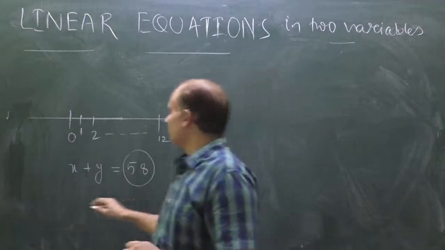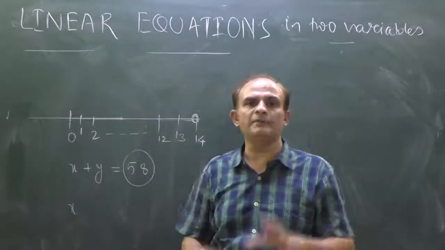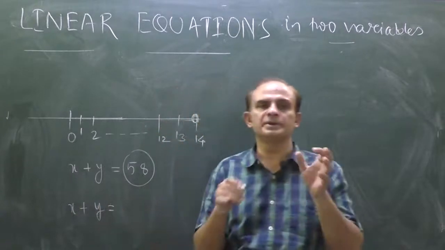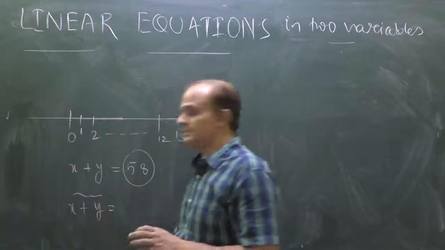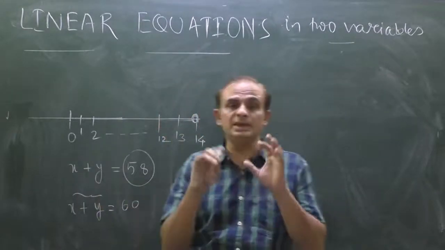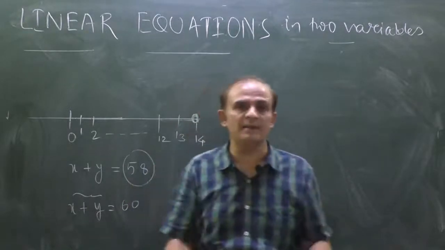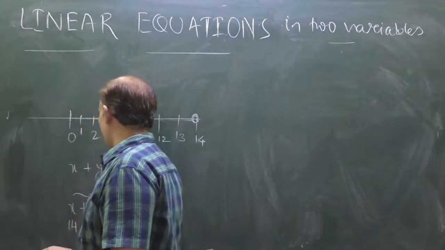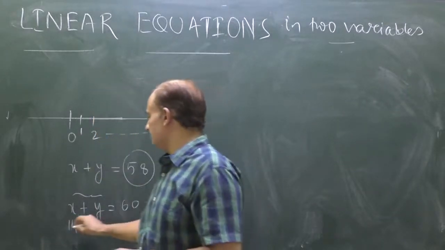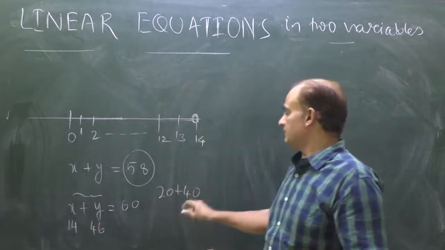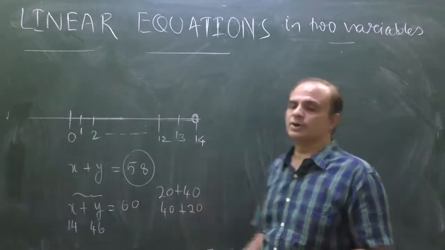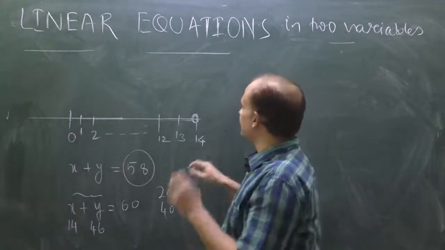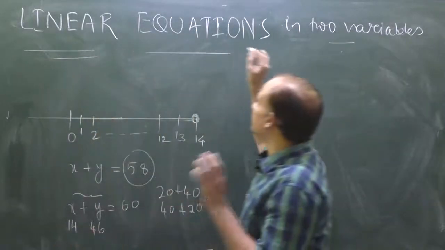Otherwise, suppose your friend of any age group and my friend of any age group both have a combined age of 60. Can we predict what their ages can be? No, we cannot predict. They may be 14 and 46, they may be 20 and 40, 40 and 20, because we do not know their perfect ages. So this is what a linear equation is.